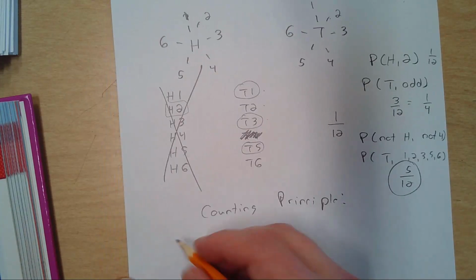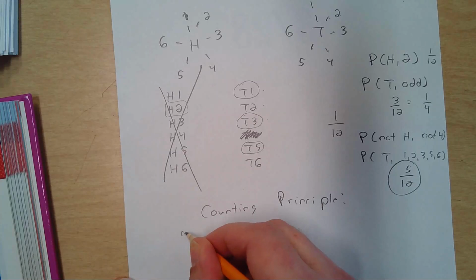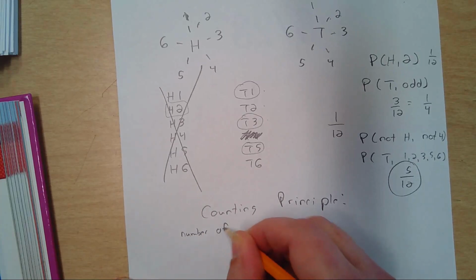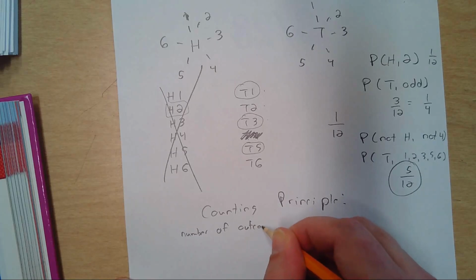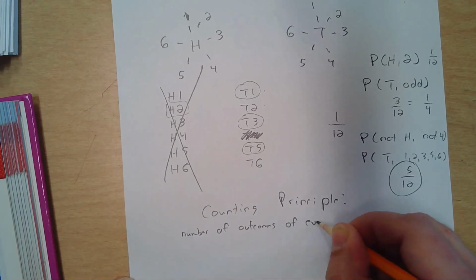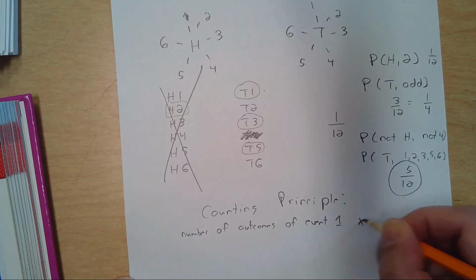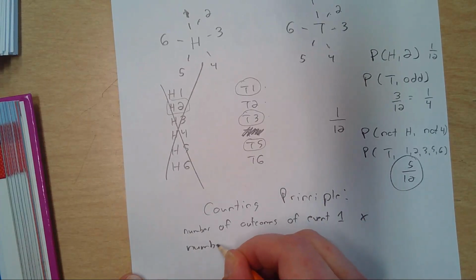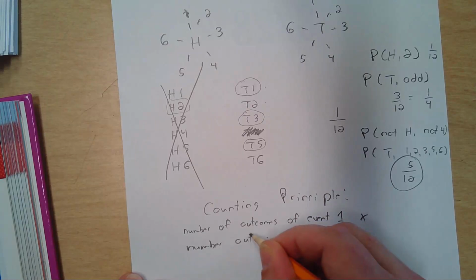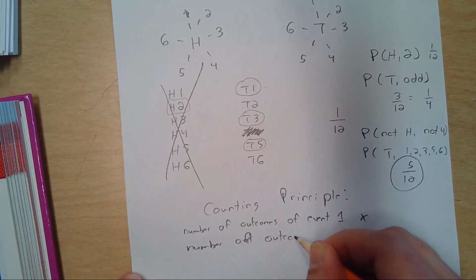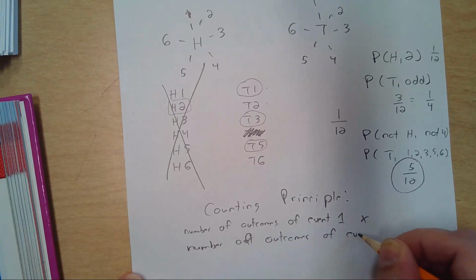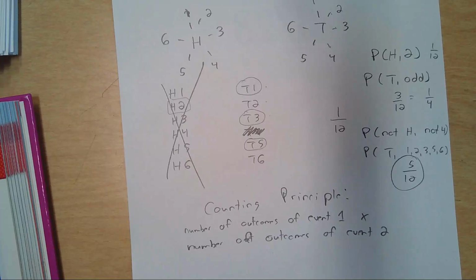But what I do is the number of outcomes of event 1 times the number of outcomes of event 2. And honestly, I could continue this. Like if I said flip a coin 3 times, what's the probability of getting heads, heads, and heads? Heads all 3 times. I'll show you.